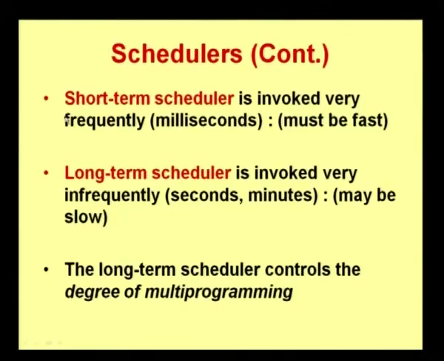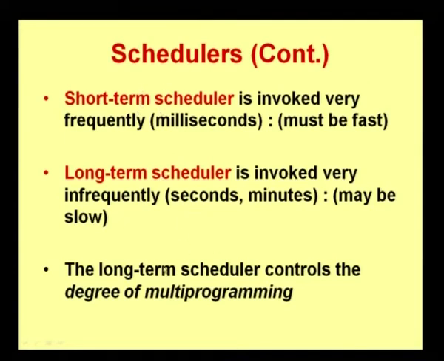This short-term scheduler is invoked very frequently, in terms of milliseconds. That is very fast. It can be milliseconds or even microseconds for short-term schedulers. Whereas a long-term scheduler can be in milliseconds, or in terms of seconds or minutes. That is, the execution of the long-term scheduler is pretty slow when compared to a short-term scheduler.